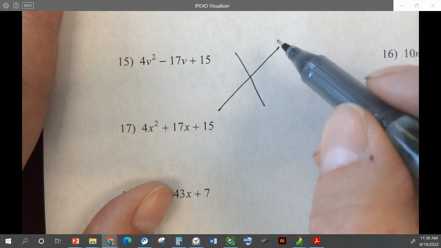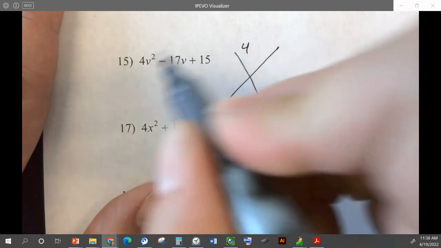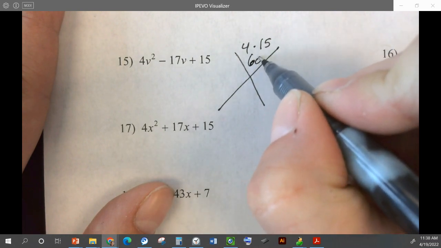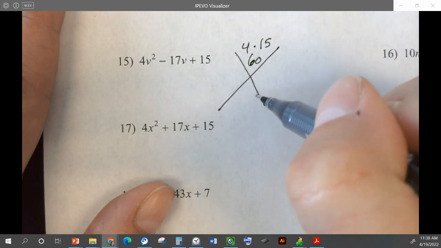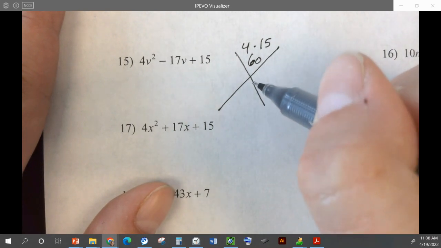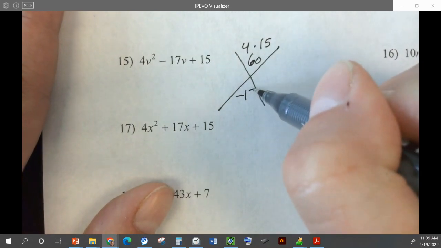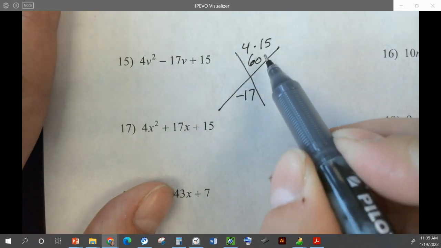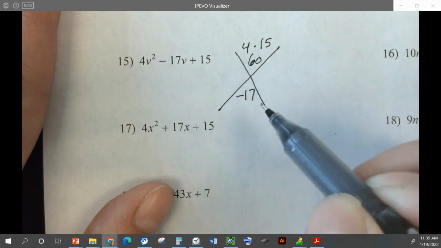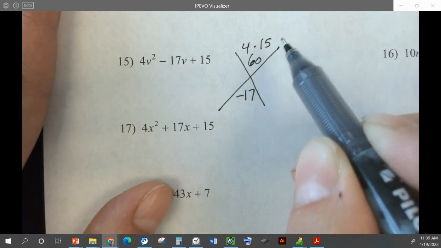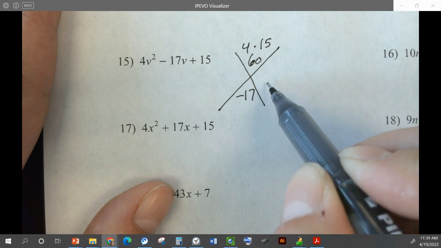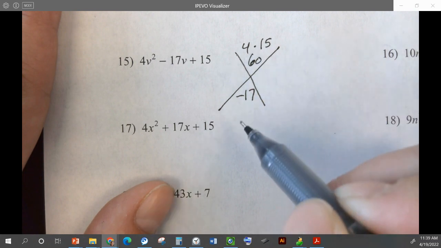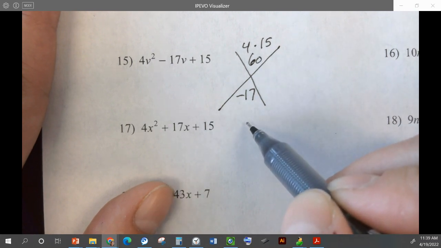What do you think? Any ideas? Good, 4 and 15. So A and C, 4 times 15. Do you guys know what that is? Perfect, 60. 4 times 15 is 60. And then what needs to go down here? Good. So negative 17. All right, now we need factors that multiply to give us 60 and add to give us a negative 17. So we are looking for two negative numbers because we need two negative numbers that multiply to give us a positive number and add to give us a negative number.